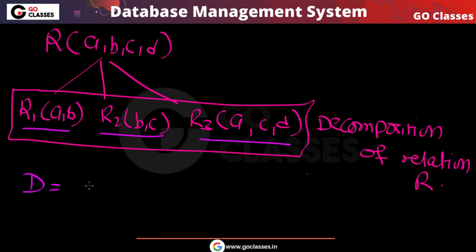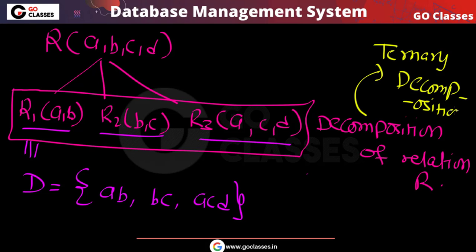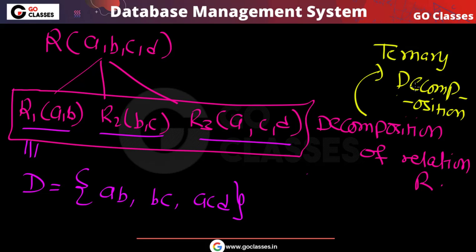I can say that this is the decomposition of relation R into A, B; B, C; A, C, D. You can notice this and this are both the same. So this is the decomposition of relation R. Now in this decomposition we have three sub-relations, so that is the reason this is called ternary decomposition, because the number of sub-relations is 3.